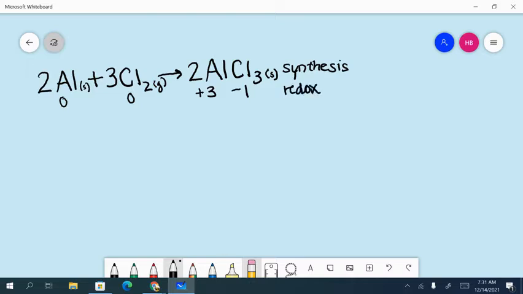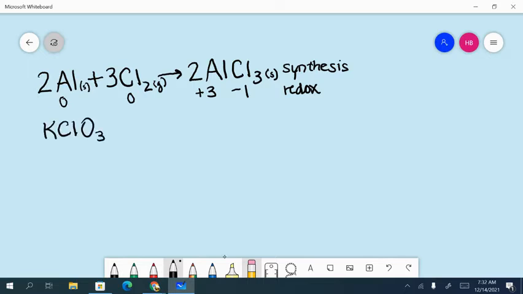Remember our acronym GRUs. Formation of a gas is what G stands for. We did not form a gas. Redox, we already figured out that it is a redox. Formation of water, we did not form water. There's no water on the product side. And the other one is formation of a solid. Remember, that has to be a solid that comes from two aqueous solutions, a special kind of solid called a precipitate.